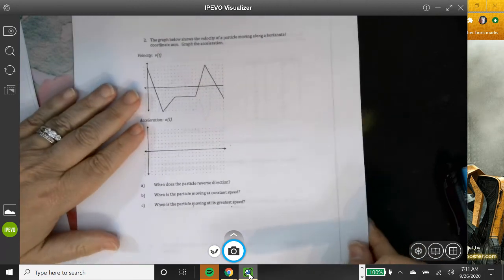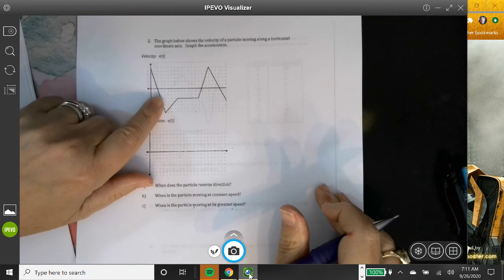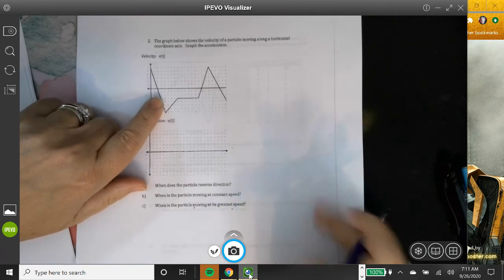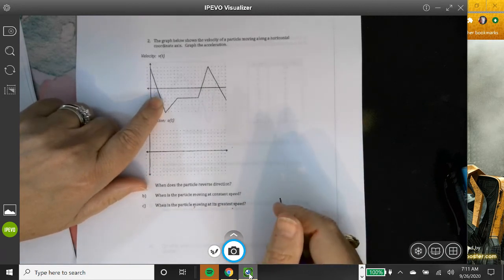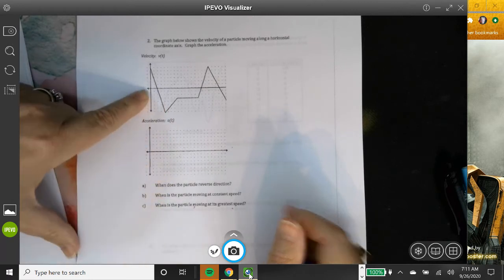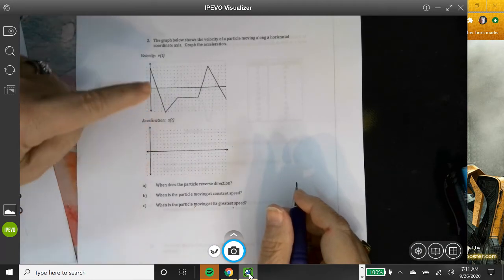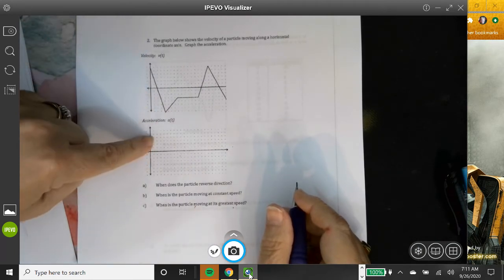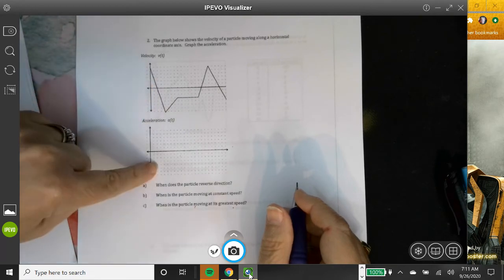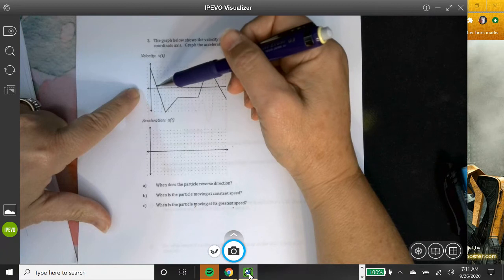Now, the graph below shows the velocity of a particle moving along the axis, and we're going to graph the acceleration. Acceleration is the derivative, or the instantaneous rate of change, of velocity. So, like position and velocity, between velocity and acceleration, I'm just going to graph the slopes on this graph. So I have to figure out what the slope is here.